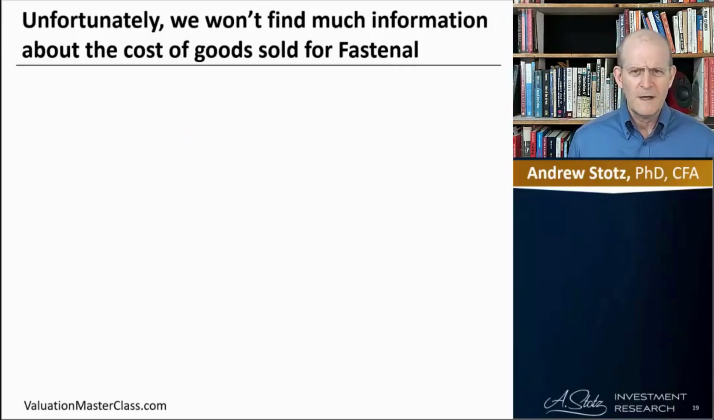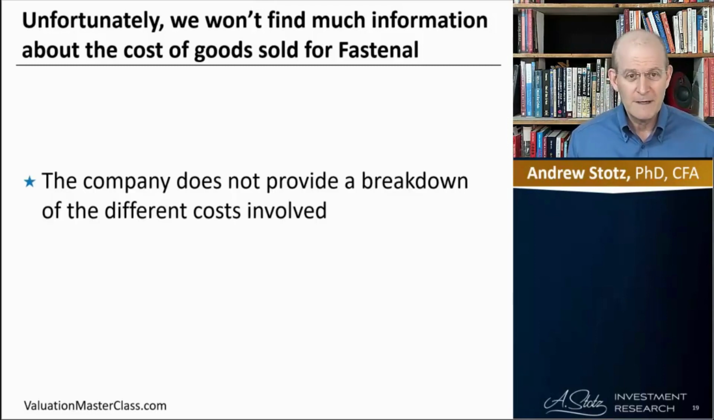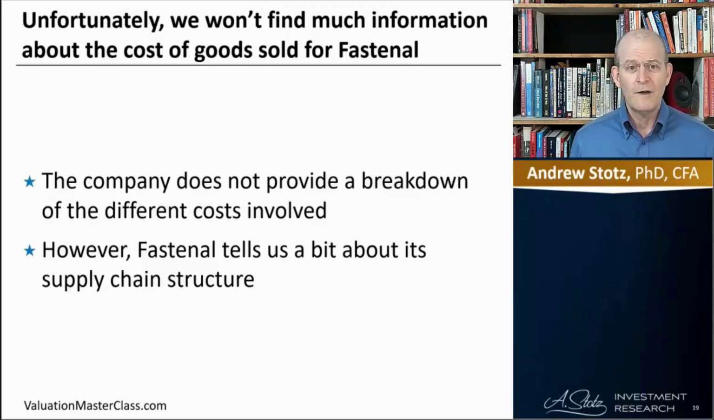Unfortunately, we don't find much information about the cost of goods sold for Fastenal, and many companies don't provide much information. You just have to look at the gross margin and figure it out. The company does not provide a breakdown of the different costs involved. However, Fastenal tells us a bit about its supply chain structure. So all you're going to see in the P&L of Fastenal is here's the cost of goods sold. That's it. And you've got to then look at it and think, how is that going to change?